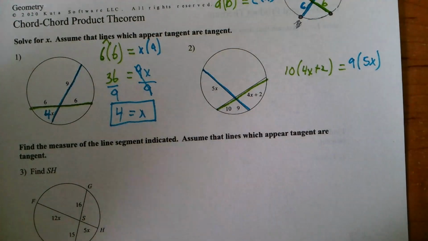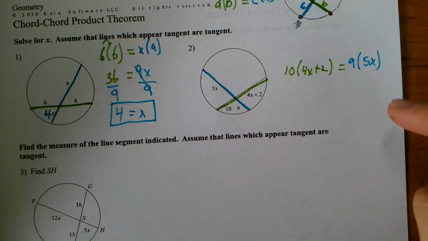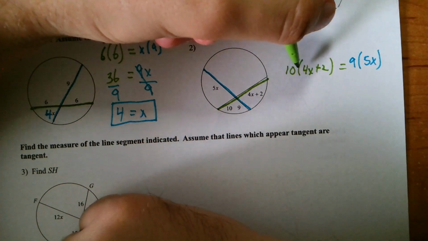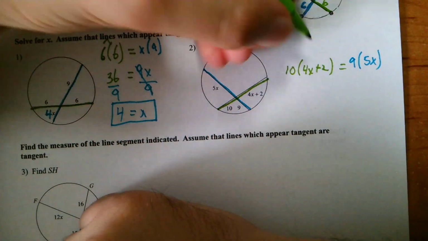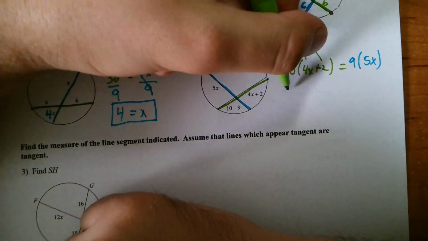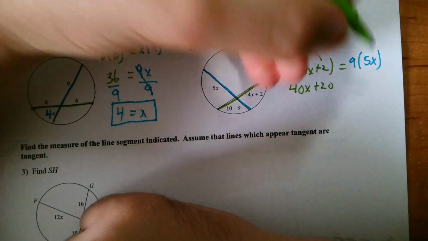Okay, so this one is a little bit more involved, but you guys have seen plenty of equations like this. We know that whenever we have a number multiplying by a set of parentheses like this, we have to distribute. So 10 times 4x is 40x. 10 times 2 would be plus 20.